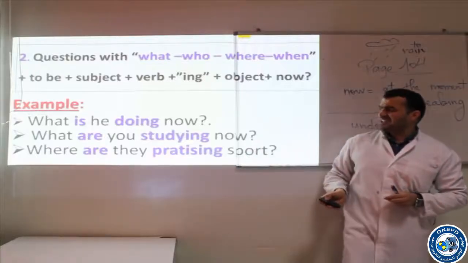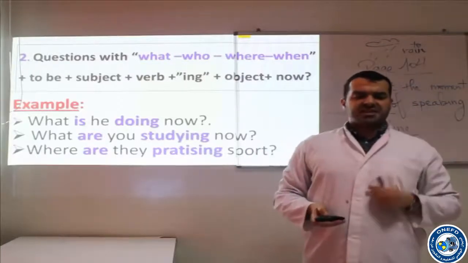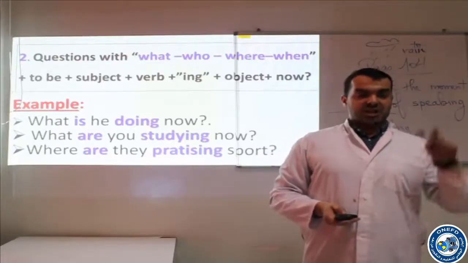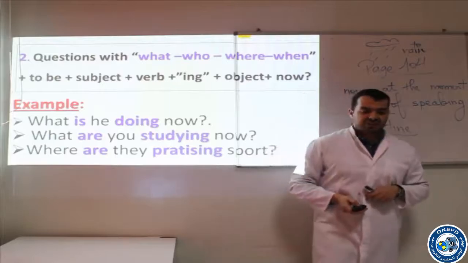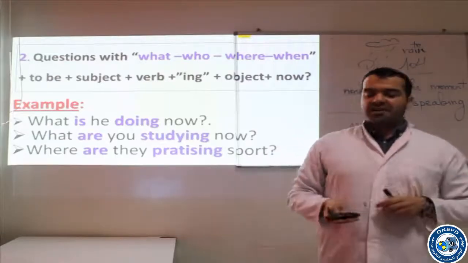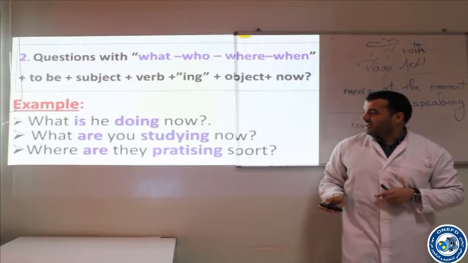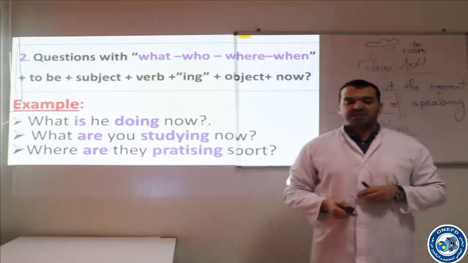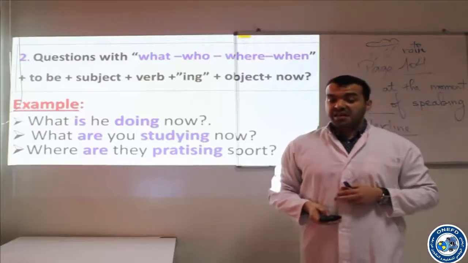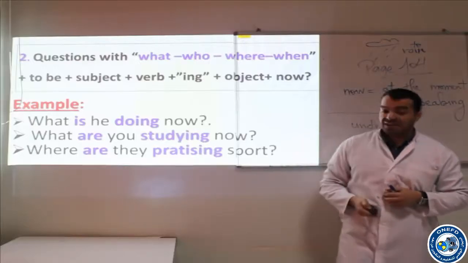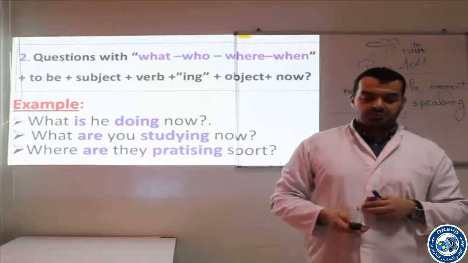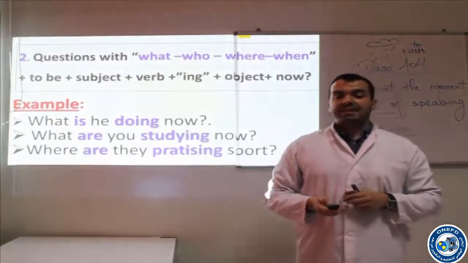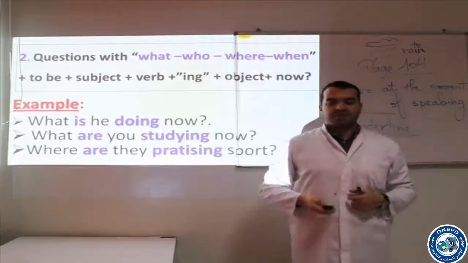What are you studying now? Now we are studying English. Where are they practicing sports? They are practicing sport in the sports ground. So this is the rule of present continuous or present in progress.